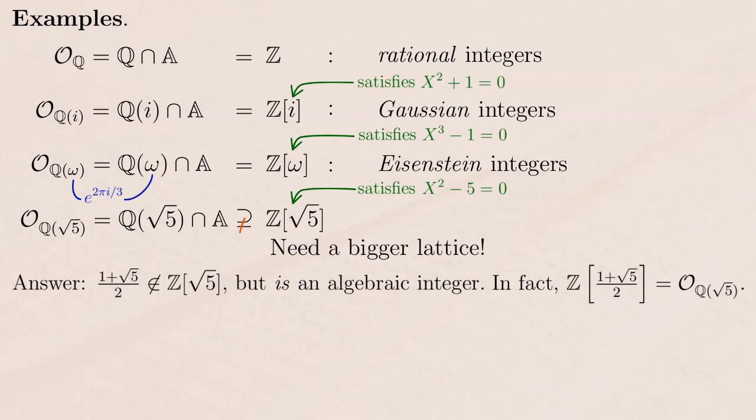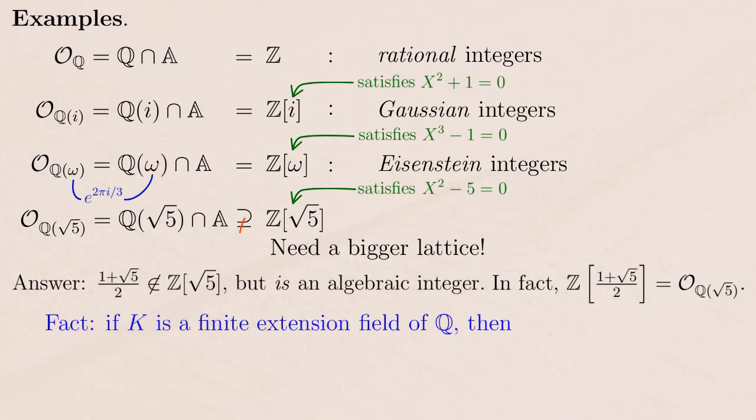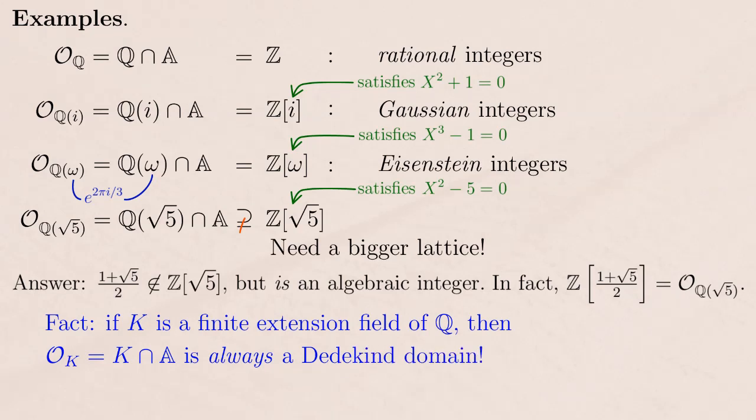We now have enough background to state the following fact. If K is a finite extension field of Q, then the set of its algebraic integers is a ring, and it's a particularly nice ring. In fact, it's always a Dedekind domain. So everything we've done over this video series applies to the ring of algebraic integers of K. At the start of the video, we outlined a problem that arose when we tried to do arithmetic inside Z adjoin root 5. I'll leave you to check that inside the larger ring Z adjoin (1 plus root 5) over 2, that problem no longer occurs.